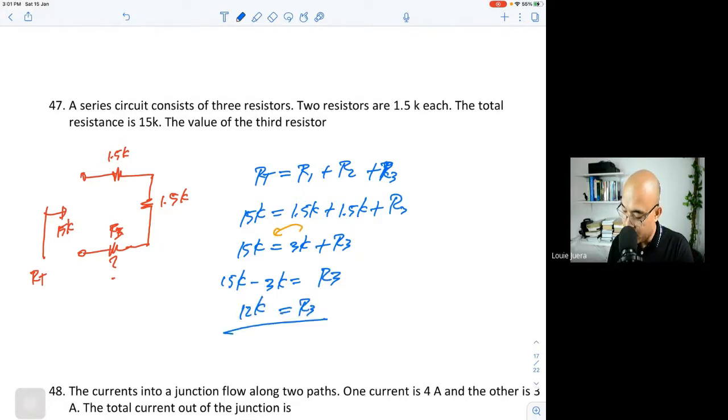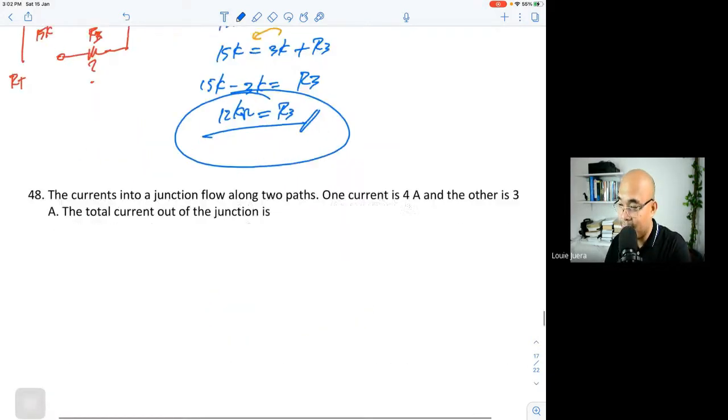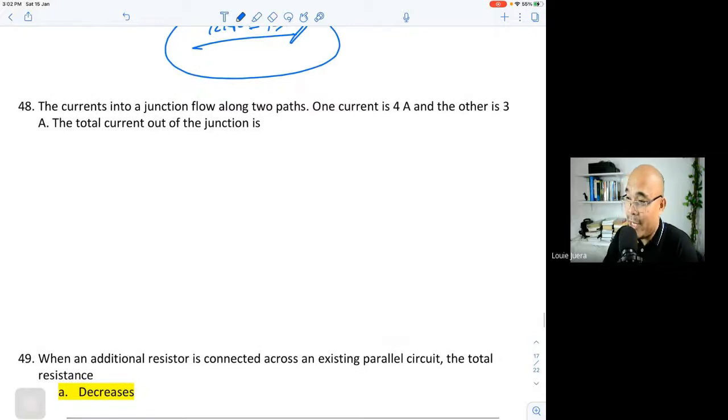So the value of your third resistor is 12,000 ohms or 12 kilo ohms. This is the answer for this particular problem. Next, number 48. So this will be the last three. We are on the last three for this particular video.